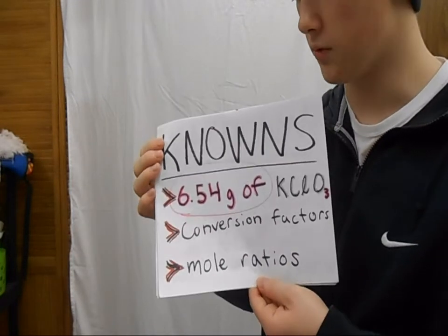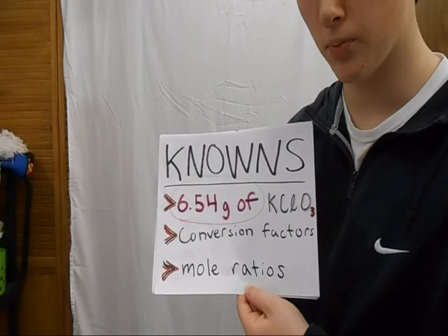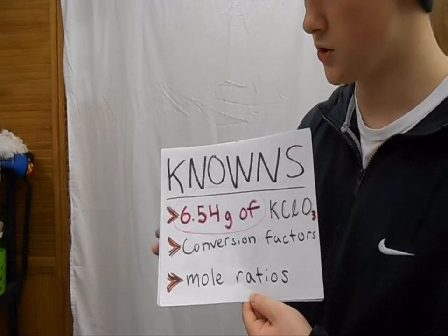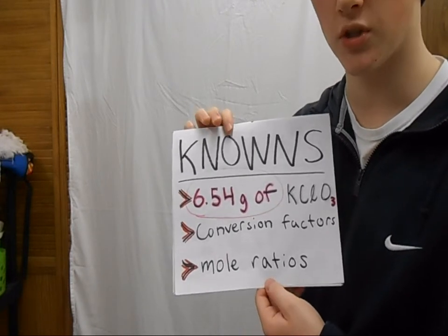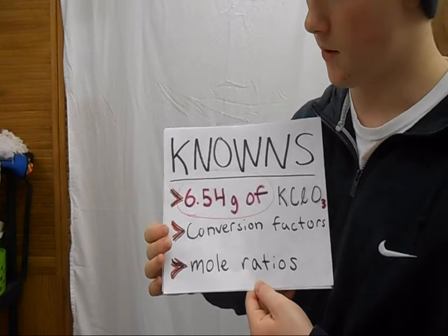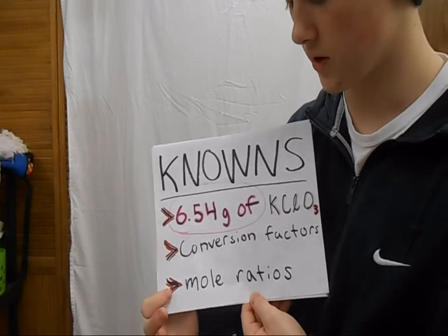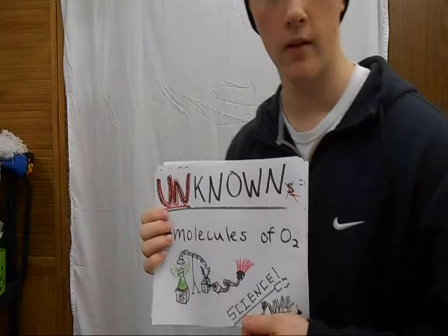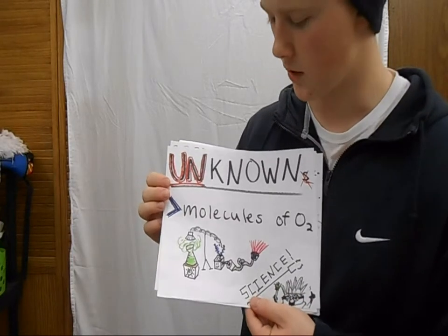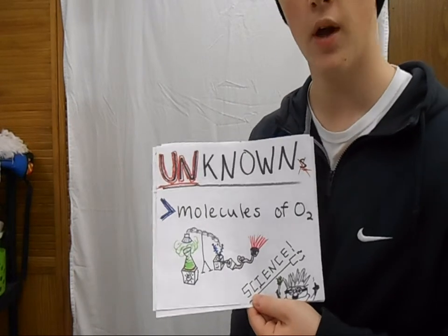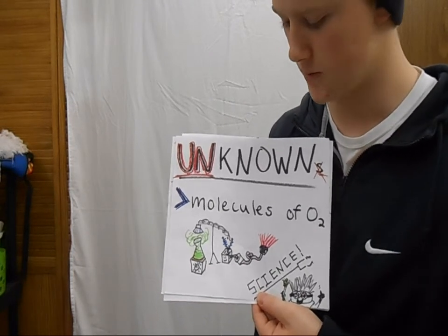Now, to figure out this equation, we must know our knowns. In this particular problem, I am using 6.54 grams of potassium chlorate to determine how many molecules of oxygen there are in this equation. Among our knowns are our conversion factors, which are essentially our mole ratios. Now as far as our unknowns, that is what I'm going to be trying to solve: our molecules of O2 per 6.54 grams of potassium chlorate.